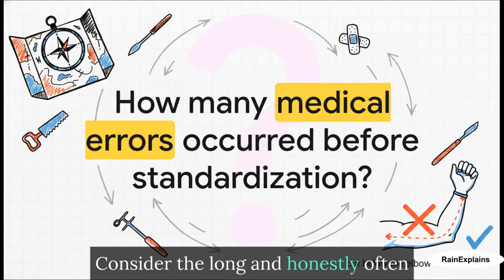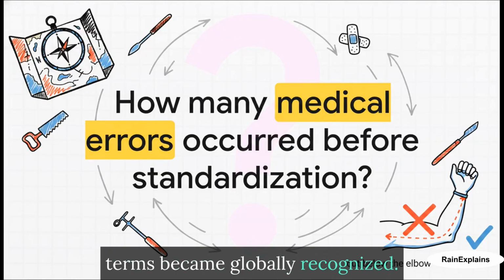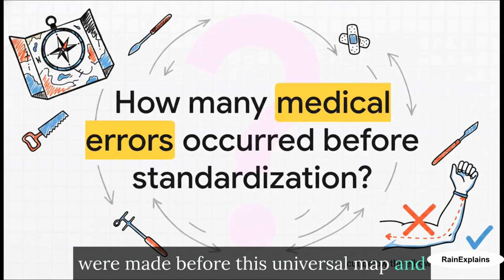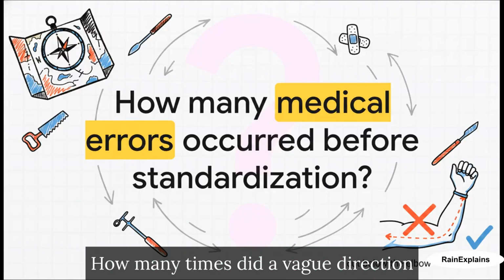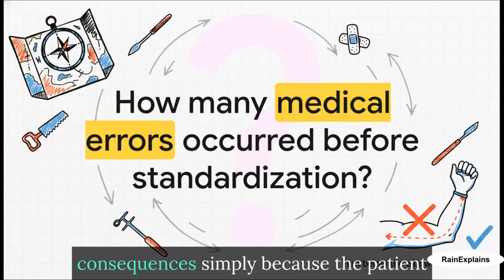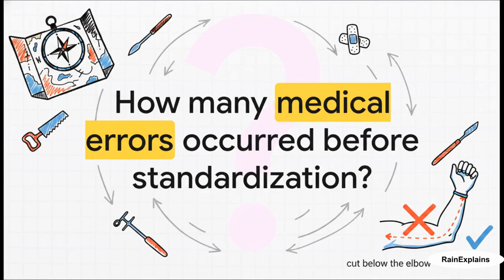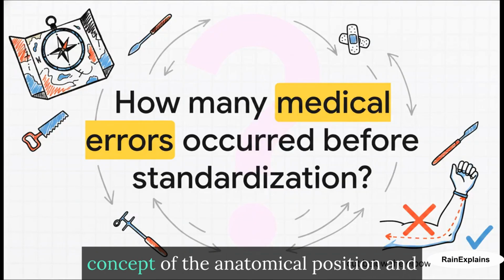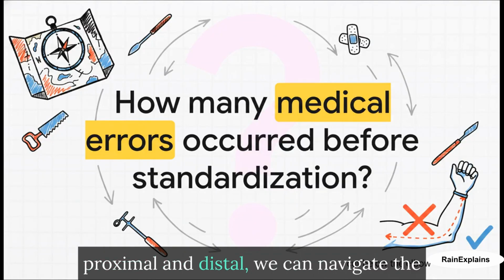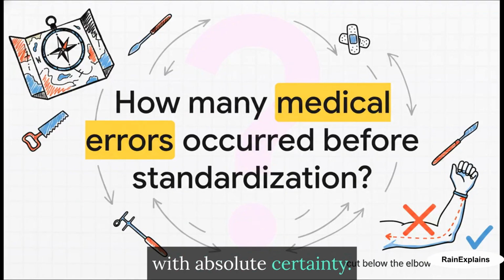Consider the long and honestly often dark history of medicine before these terms became globally recognized. How many disastrous medical errors were made before this universal map and compass were finally standardized? How many times did a vague direction like "cut below the elbow" lead to tragic consequences simply because the patient happened to be lying in an unexpected position? Today, thanks to the foundational concept of the anatomical position and these clever directional terms like proximal and distal, we can navigate the wondrous complexity of the human body with absolute certainty.